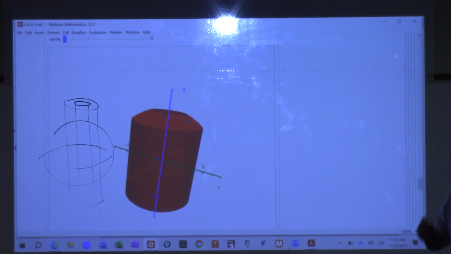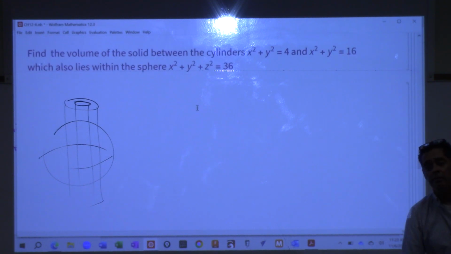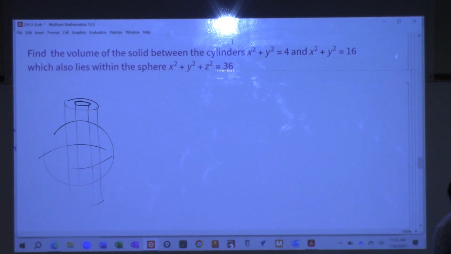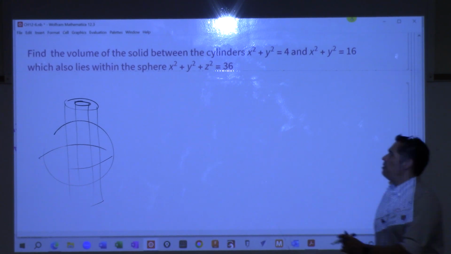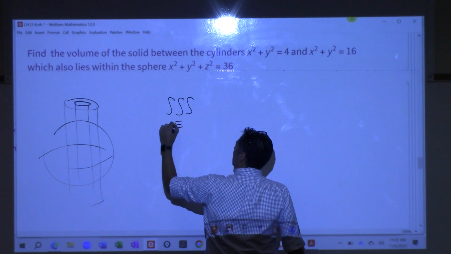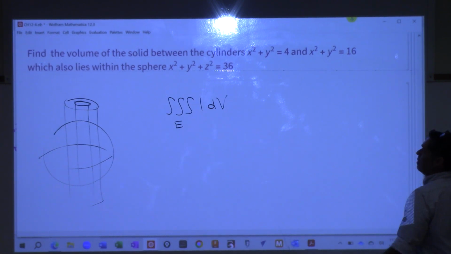Okay, so what we want to do here is find the volume of it. How do we do a volume? Triple integral of 1, right? So I want to do the triple integral over that solid E of 1 dV. That'll give me the volume of it.